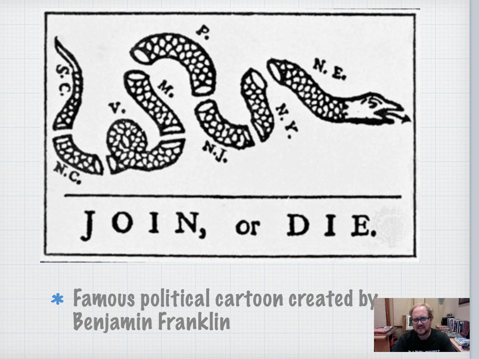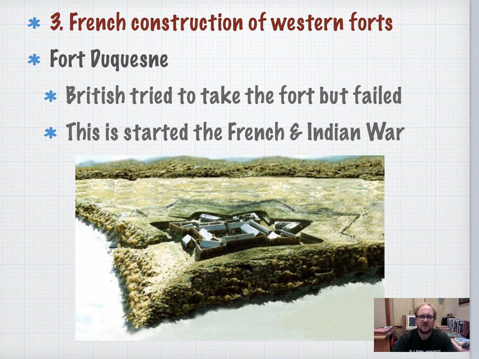Okay, so that's the setup of the war. What actually triggers the war is basically the French construction of Western forts, especially Fort Duquesne, right on the border between the American colonies and the French possessions. And the British will try to take this fort, but fail. And again, this is a failure of Washington.